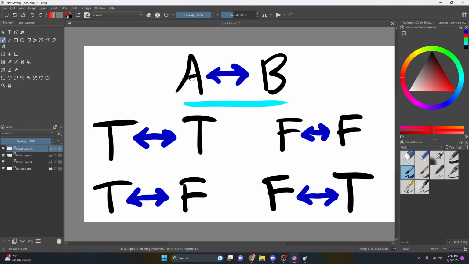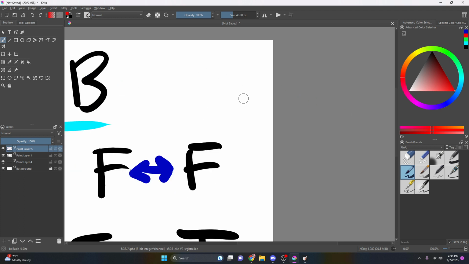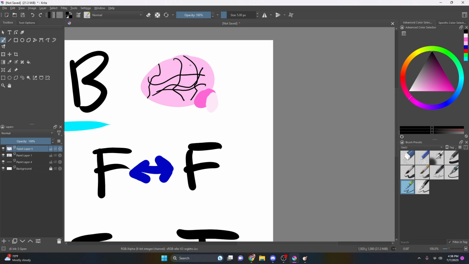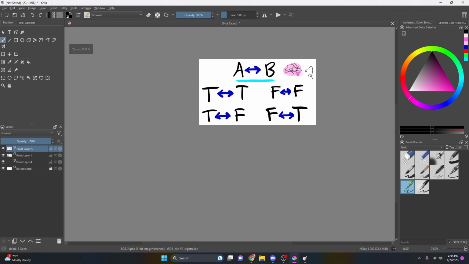And then when alpha was false, we didn't know which one was false and true for the right side. So we needed to think about it twice. Here, I can draw a brain here. Sure, I'll draw a brain here. This is a great looking brain. We needed to think about this twice in order to figure out the solution here.